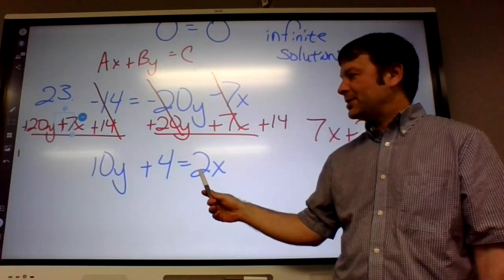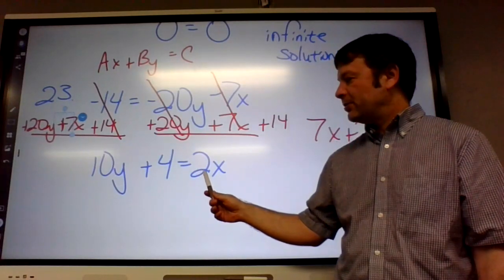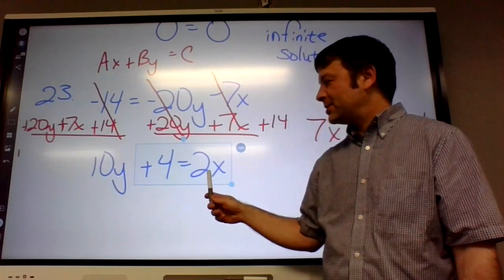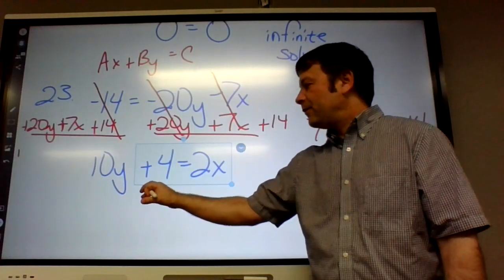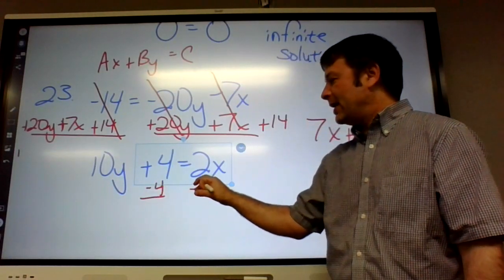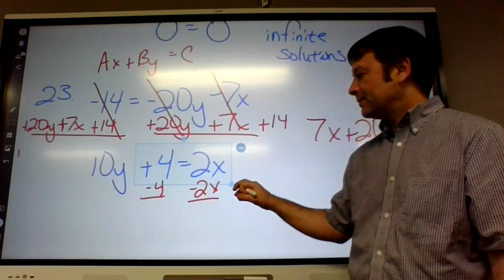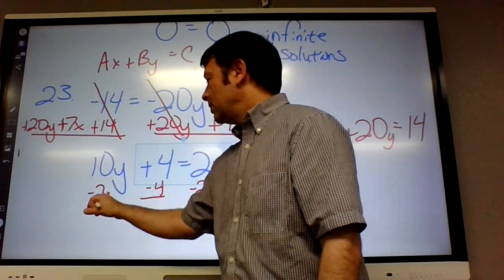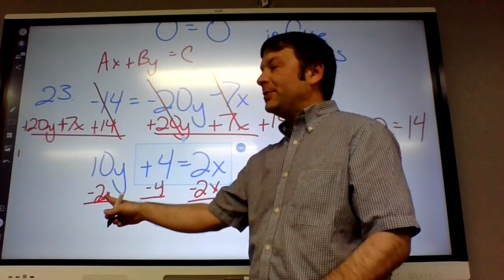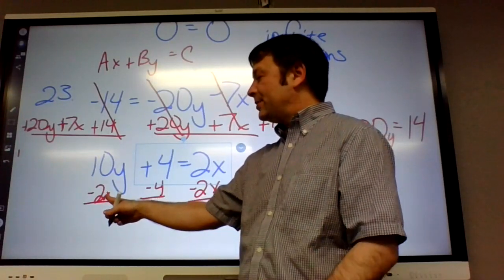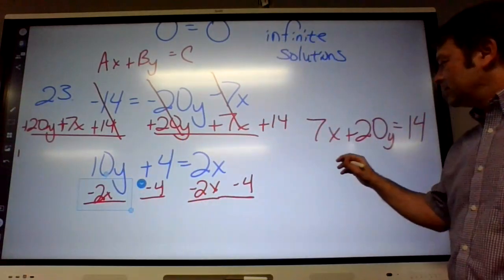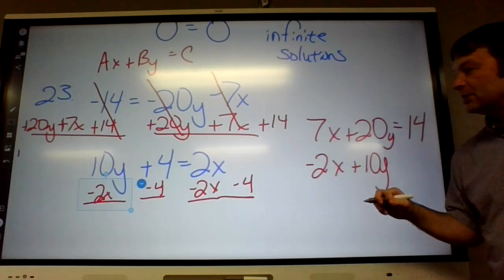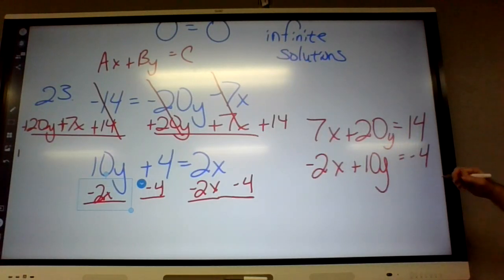What do we need to do to this? This is where it should be, this is not. Subtract 4 and subtract 2x, because 4 is on the wrong side and 2x is on the wrong side. So it'd be 10y minus 2x equals negative 4. Except in standard form, the x's come first. So I'm going to put negative 2x plus 10y, because the 10y is positive, equals negative 4.